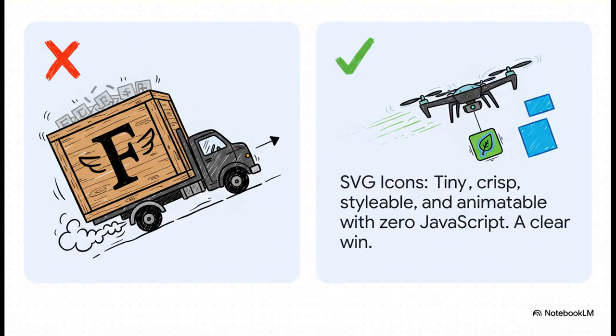Let's kick things off with icons. The old way of doing this was with icon fonts, and they were just incredibly inefficient. You'd have to download an entire set of characters just to use a handful of icons. The modern, much smarter way is to use SVG icons. They're tiny, they stay perfectly crisp at any size, you can style them right with CSS, and they don't require any JavaScript. Honestly, it's a no-brainer.